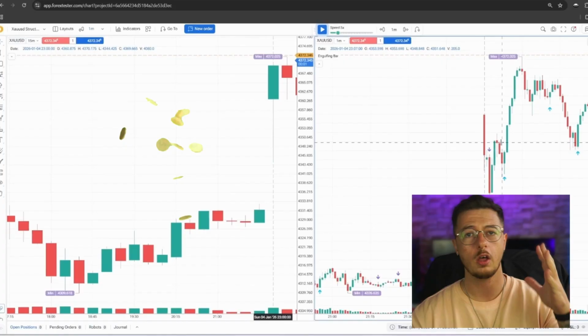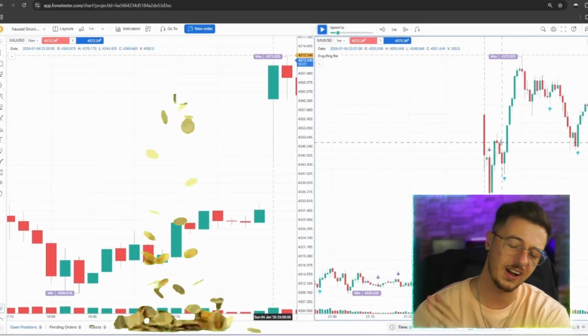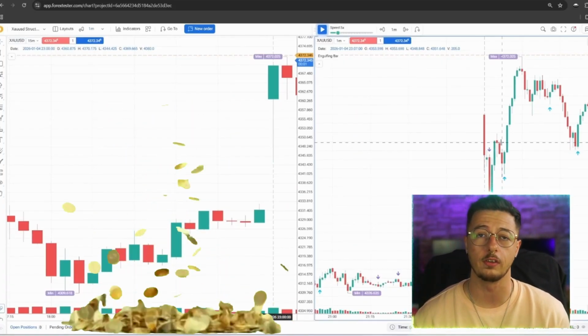But let's go ahead with this trading strategy. So basically, first we're going to come to gold, because I love trading gold. It's a great asset to trade.